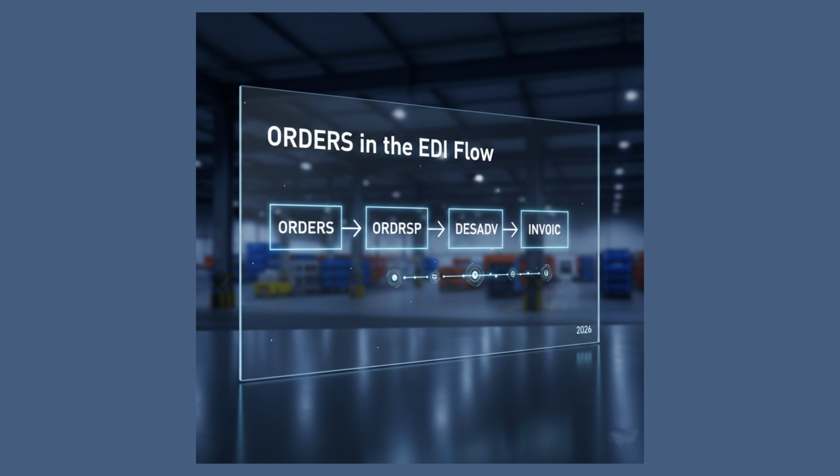The ORDERS message is the purchase order. It is typically sent from the buyer to the supplier. After that, the supplier replies with an ORDRSP, which is the order response. Then comes the ESADV, which is the shipping notice, and INVOIC, the invoice. So, the ORDERS order is the starting point of the entire order to cash process.